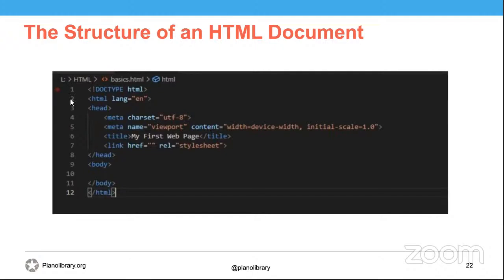The second line, HTML, is considered a root element. All of your code needs to be written in between the opening HTML tag and the closing HTML tag. I'd also like to draw your attention to this over here. This is an attribute. It's the language attribute, and it specifies what language is being used, that being English.